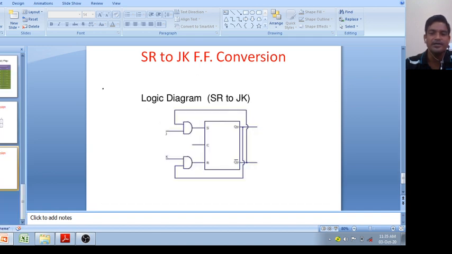Now draw the final circuit. This is your final circuit. SR is given, and you have to draw JK. S equal to J Qn bar, and R equal to K Qn. When I explained JK flip-flop, at that time I told you S equal to J Qn bar and R equal to K Qn; I took that from flip-flop conversion. In this way you can convert one flip-flop into another flip-flop.